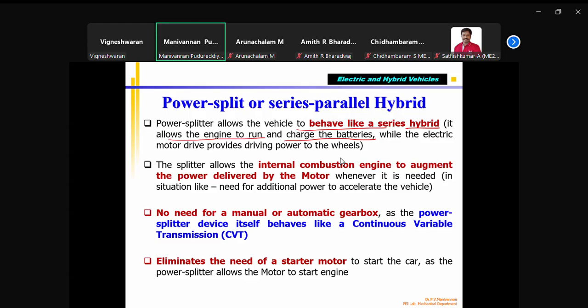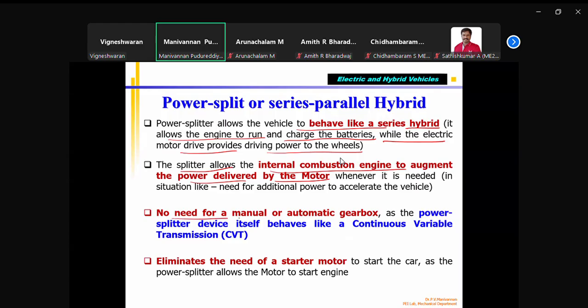When you come inside the city at low speed, the electric motor will kick in, and so the emission can be reduced. The electric motor provides driving power to the wheel, and the engine also provides. The splitter allows the internal combustion engine to augment the power delivered by the electric motor. That's what I showed you. If the motor torque is not sufficient, the engine also will kick in, but some part of the torque will be for charging the battery. That's why it is called a power splitter.